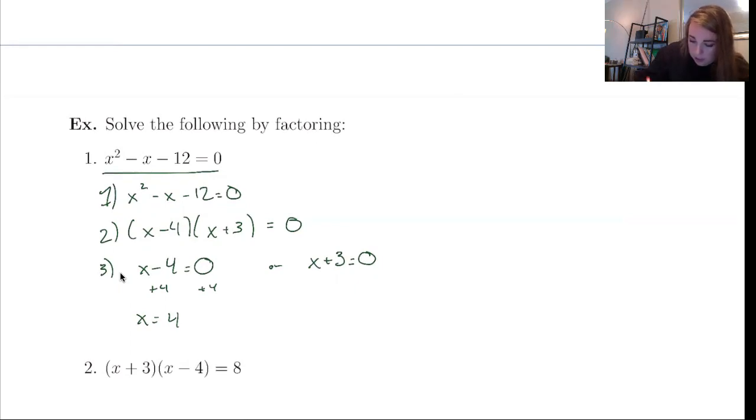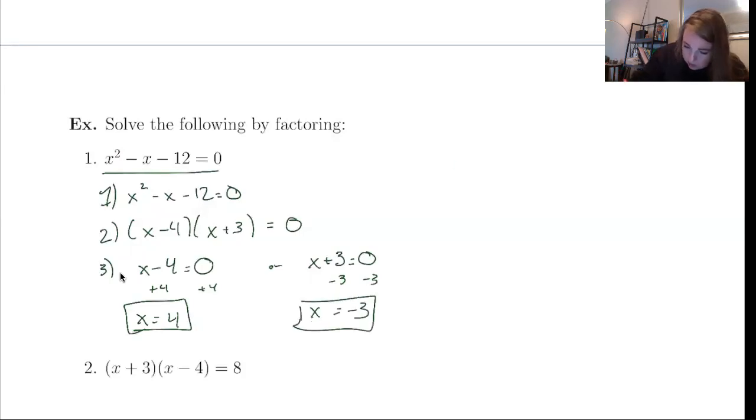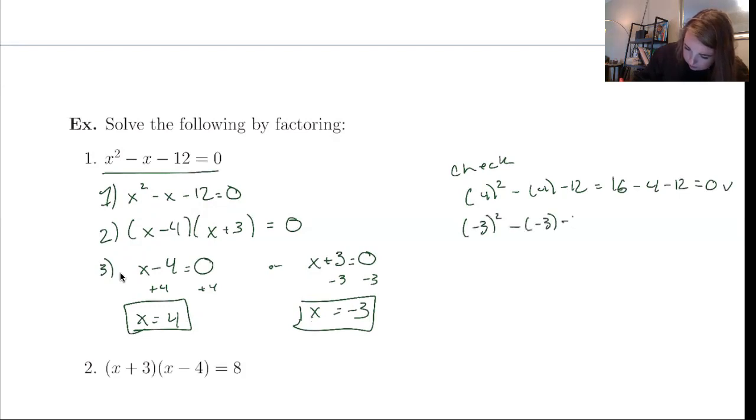Oh yeah, so we have one solution, x equals 4, and then I subtract 3 from both sides, so x equals negative 3. And that's my other solution. And if we wanted to, we could go over and check. So 4 squared minus 4 minus 12 is 16 minus 4 minus 12, and that for sure equals 0. Negative 3 squared minus negative 3 minus 12.